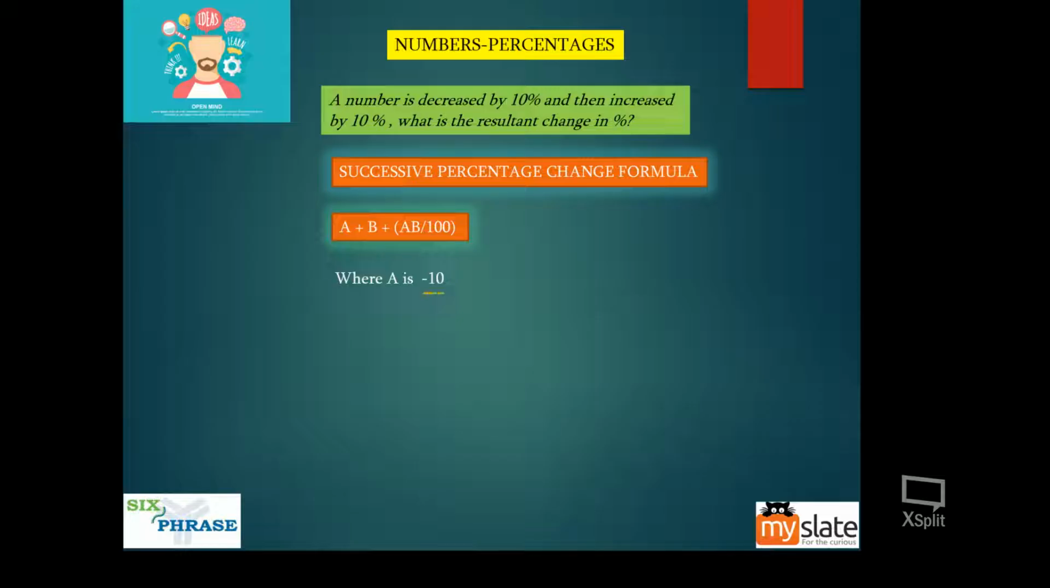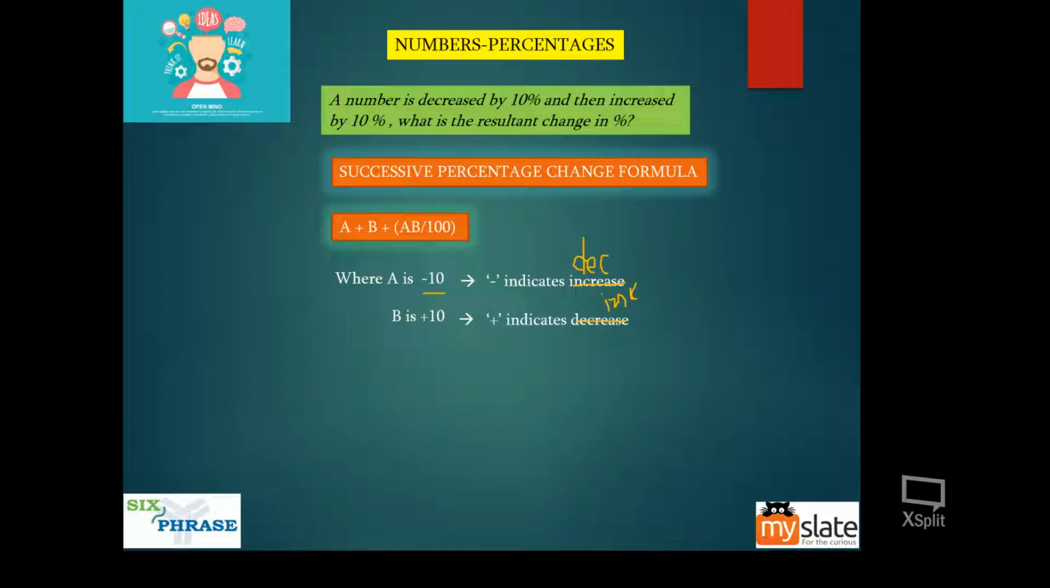10. As I told you, the negative sign indicates that there is a decrease. This is not an increase. The negative sign indicates there is a decrease. Now, what is the value of B? It is plus 10, and the positive sign indicates that there is an increase.